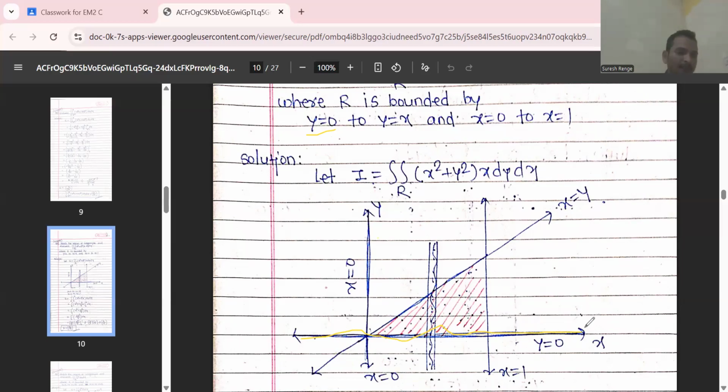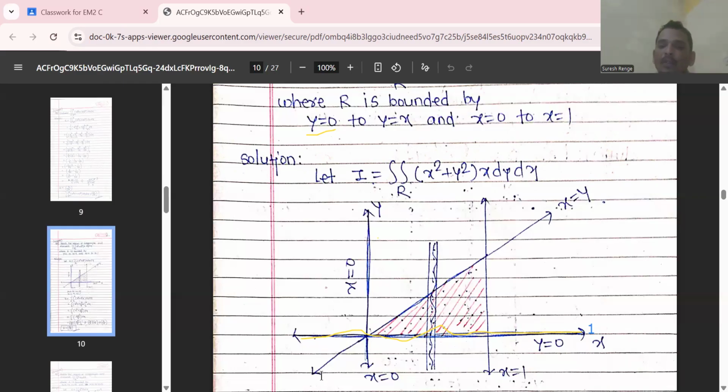This is the first line. Line number 1 we are drawing here. Next, I want to draw the upper limit. Y is equal to 0 is the lower limit, which is the x-axis. Now y is equal to x.